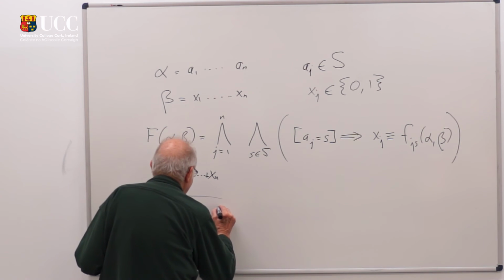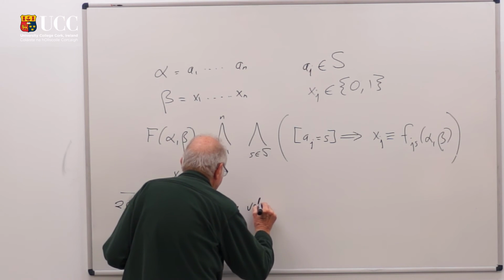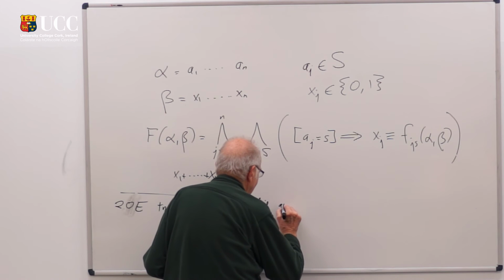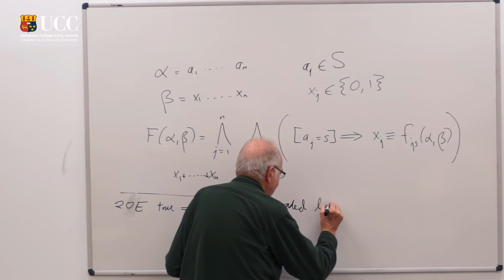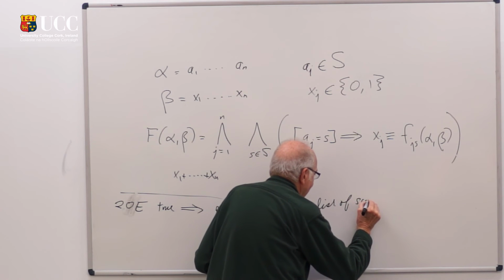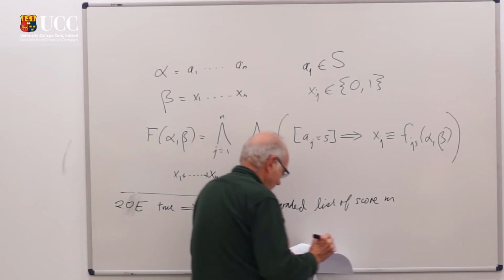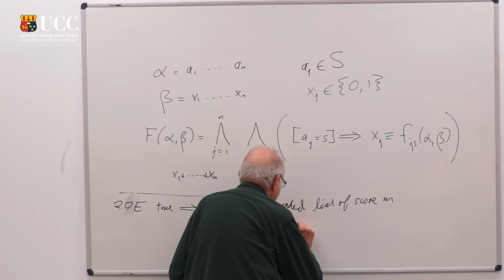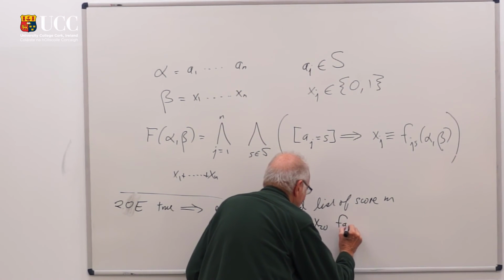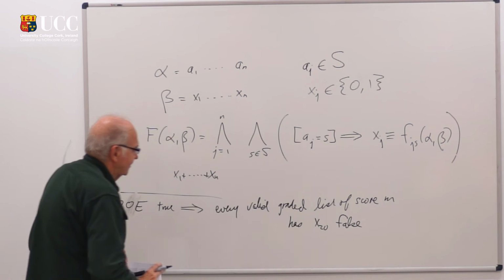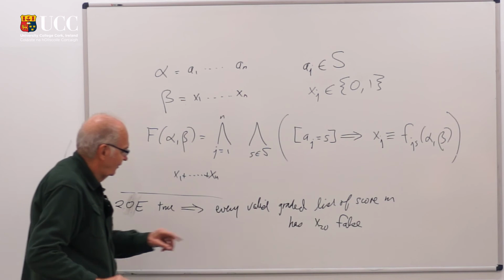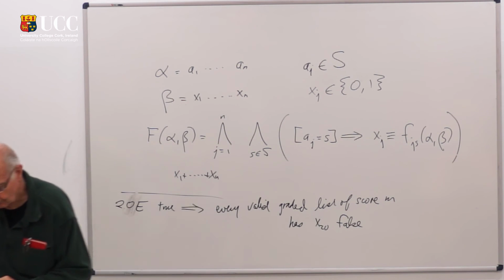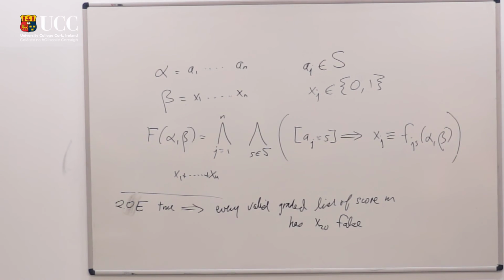then every valid graded list of score M, where M is the maximum score, has X20 false. That says that if you achieve the maximum score, then you got question 20 wrong. Okay, now, we've got solutions 4 and 5. It says, okay, so now M equals 18.